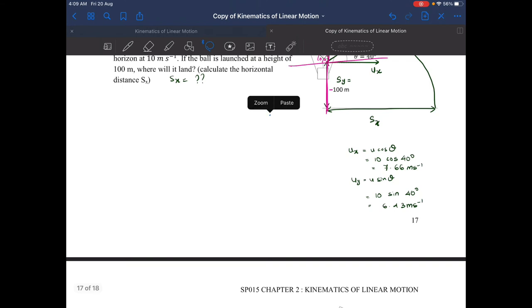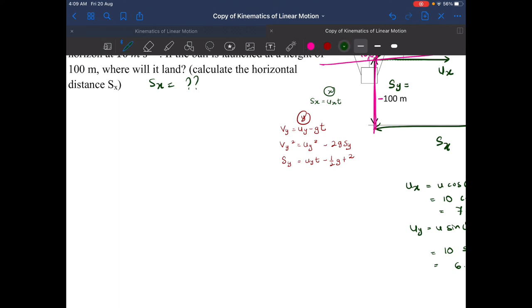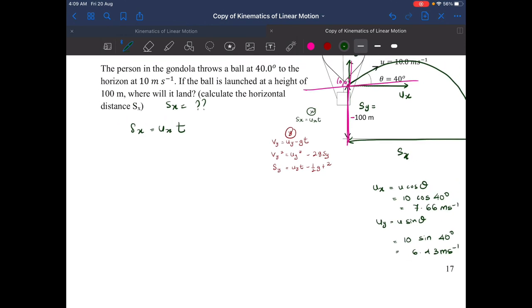So, I'm going to put here lah. Okay, so sekarang ni kita nak SX kan. Satu je formula SX yang kita tahu, iaitu SX is equals to UXT. So UX pun kita dah ada, iaitu 7.66. But the question, we don't have the time kan. So itulah benda yang kita nak cari lah. So kalau info yang kita nak cari tu ada dekat X, so mesti ada dekat Y. So kita tengok apa information kita ada dekat Y. So UY sama dengan 6.43 ms negative 1. SY sama dengan negative 100 meter.